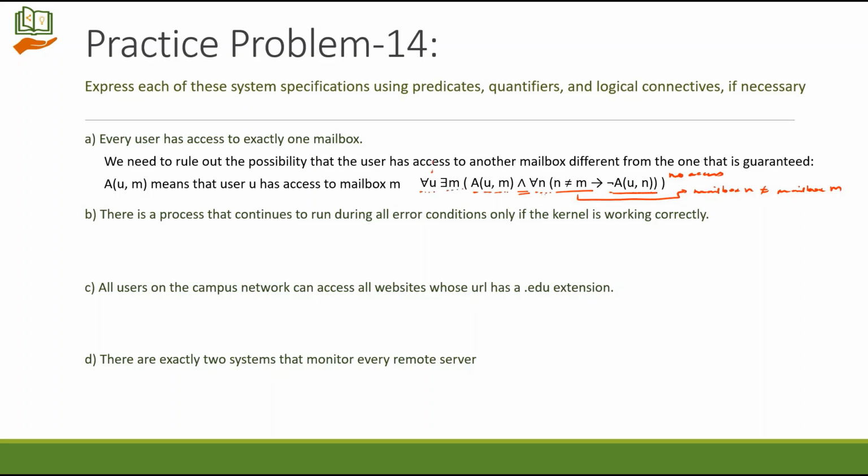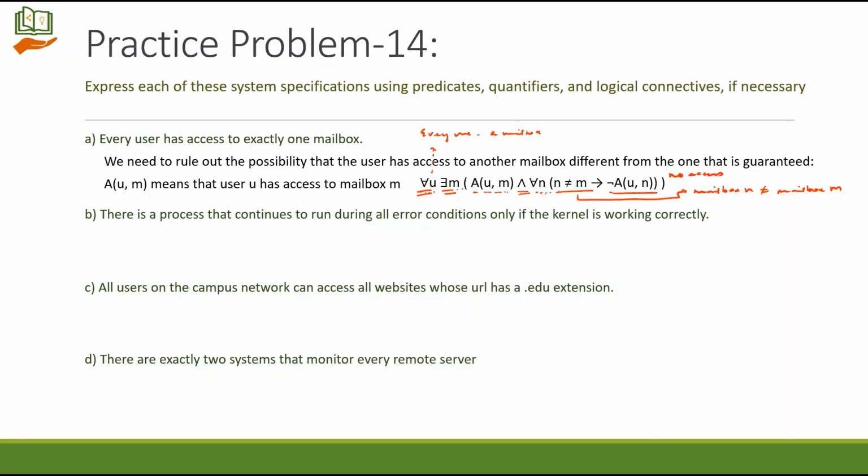Here how will you translate this? Every user has access to a mailbox, only one mailbox. So this is universal quantification and this is existential quantification. And regarding this N, we are using universal because except M, every other mailbox will be taken for universal quantification.